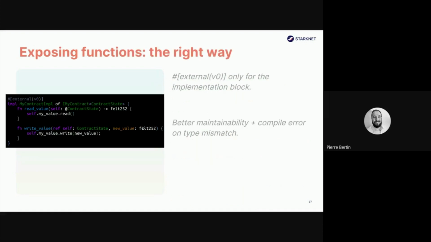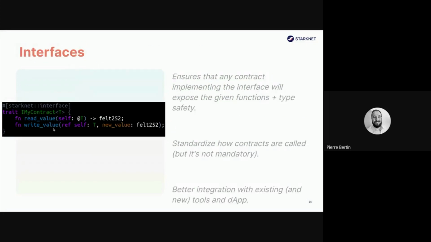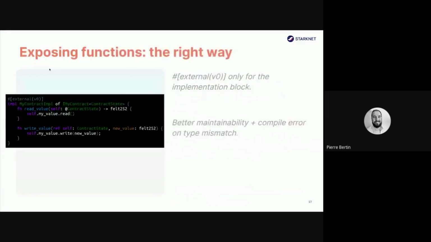Okay, so how do we implement an interface? As you can see here, we have the two functions we had before. I didn't modify anything, but I just wrapped them in an impl block. Okay, and you can see I have the external_v0 at the top of the impl block. I say, okay, for the implementation of the name I give in my contract, I want to implement the interface of my contract. And here I have to pass ContractState every time.